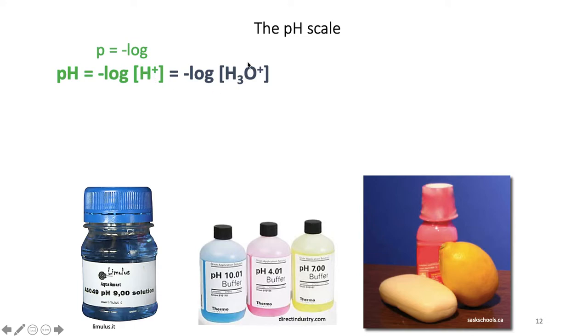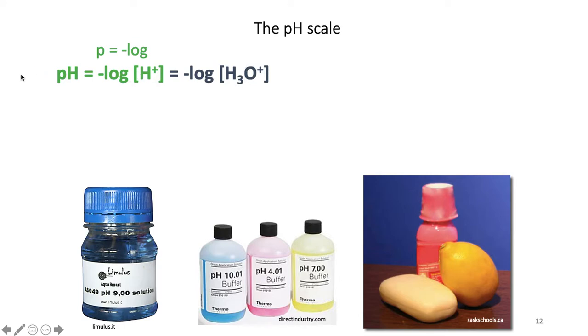The H plus and H3O plus are the same thing. This just has the added water to it, and this doesn't. Sometimes we write it this way just for ease of writing, because it's easier to write just this than to write the whole thing. But the important thing to get out of this is that the P stands for minus log of a particular concentration, and then what follows the P is the concentration of the species. So pH tells me that it's a minus log of the H concentration, H plus or H3O plus.